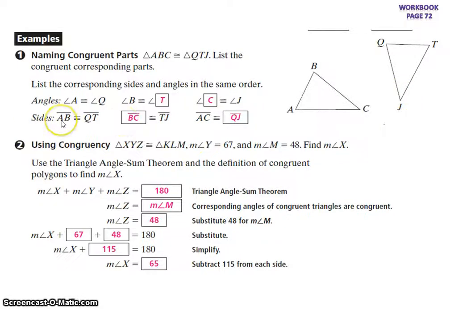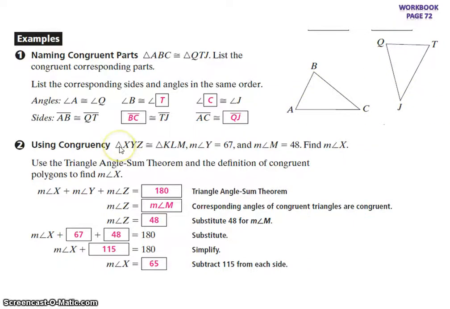The sides, now this is important. You have to make sure that you label the sides in the correct order in this case. So the first one was AB. So we got AB, and so then it has to be labeled to be congruent with QT, because they're in the same order. We can't call them TQ, even though it's the same line. The right way to do it is to say QT, and if we do it the right way, we won't have problems down the line. So then BC is the one that is congruent to TJ, and AC is congruent to QJ.